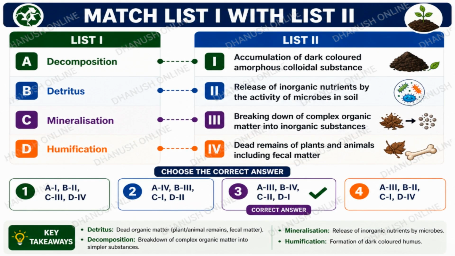Match the following terms related to decomposition. The correct answer is option 3, A3, BIV, C2, DI. Decomposition is breaking down complex matter. Detritus is dead remains. Mineralization is releasing inorganic nutrients. Humification is the accumulation of dark, amorphous colloidal substance.